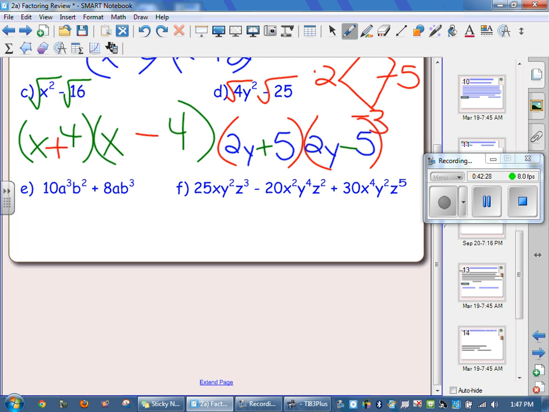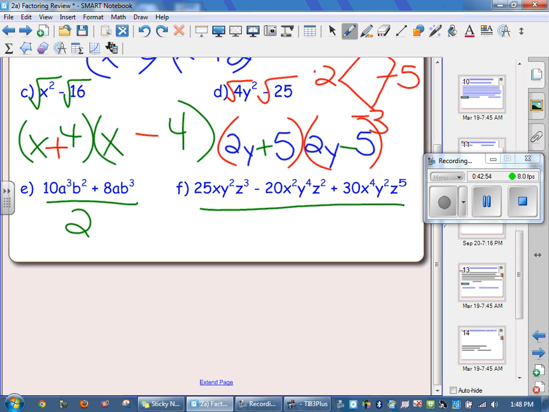So a greatest common factor means I look at the digits in front, my coefficients. What do 8 and 10 both divide by? They both divide by 2. I take out the smallest amount of my variables. How many a's are there? That's the smallest. A exponent 1 right there. How many b's can I take out? 2. Okay, it's my smallest amount there. So 2ab squared is my GCF.